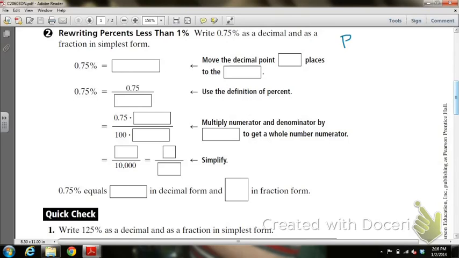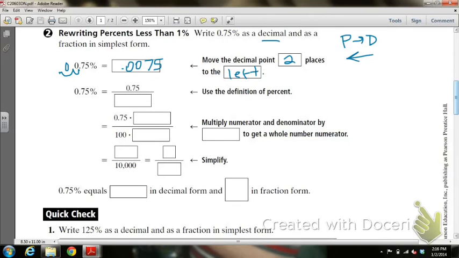So again, we're going from percent to decimal, which is backwards alphabetical order. So we're going to move 2 places to the left. And it already has a decimal point, so take this decimal point and go 1, 2 to the left. Fill in any missing spaces with zeros. So I'm going to wind up with 0.0075. So that's writing it as a decimal.